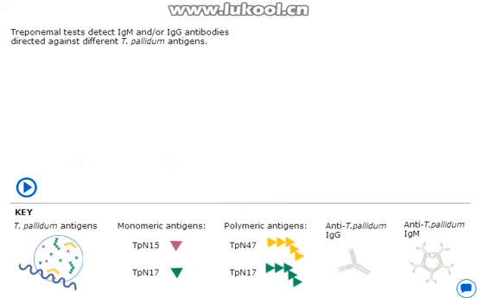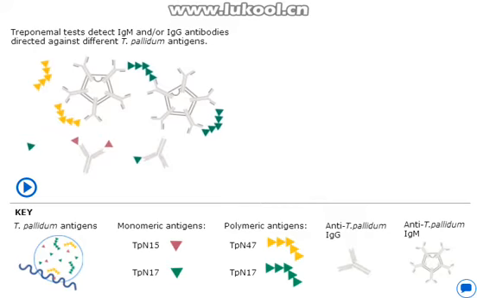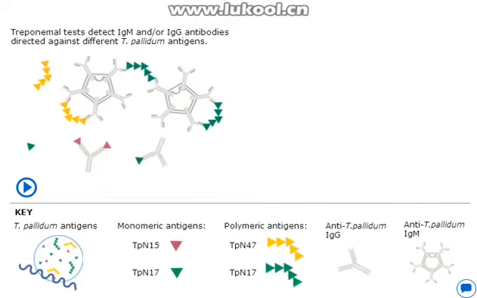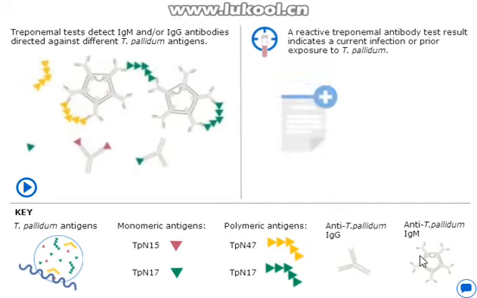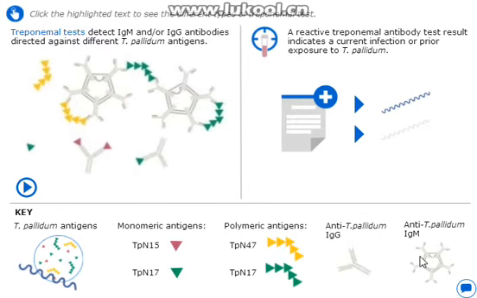Treponemal tests detect IgM and/or IgG antibodies directed against different T. pallidum antigens. A reactive test result indicates a current infection or prior exposure to T. pallidum. These tests are particularly suitable for automated high-throughput screening of asymptomatic populations and blood or plasma donors. Click the blue highlighted text to see the different types of treponemal test.